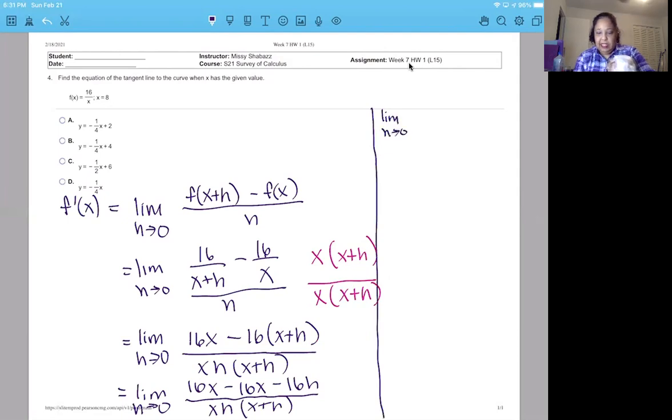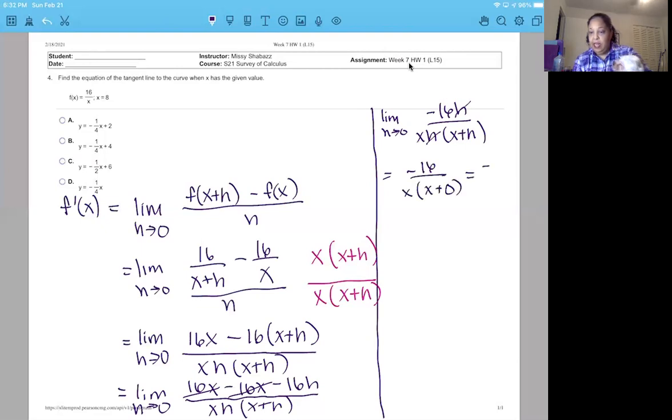All right, so my 16x cancels. I am left with a negative 16h over x times h, x plus h in the denominator. My h's cancel, and now I can plug in my 0, and I get a negative 16 over x times x plus 0, which gives me a negative 16 over x squared.